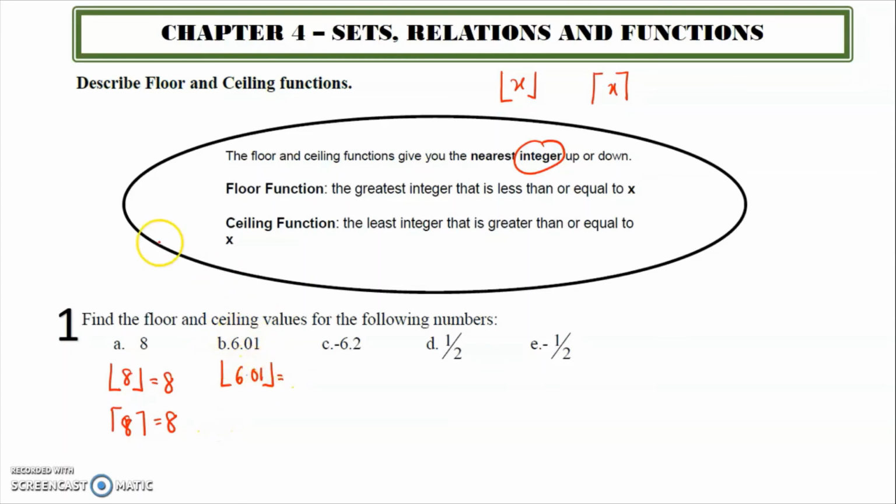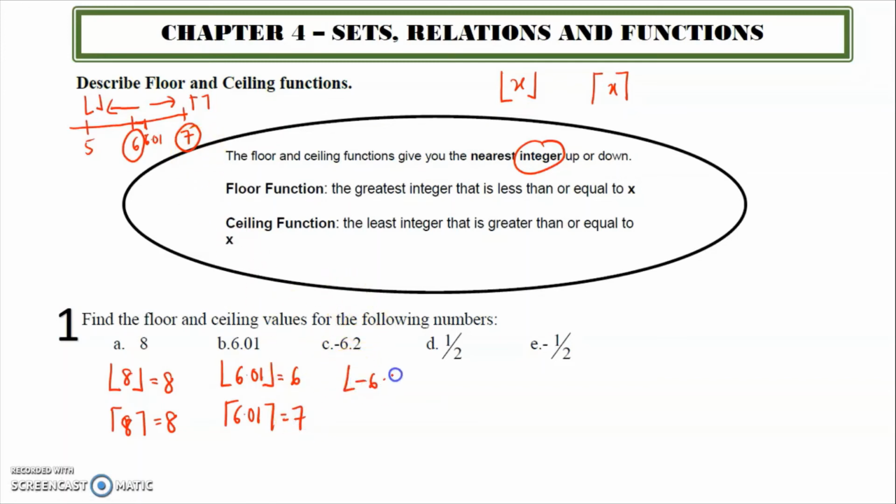Okay, 6.01. So, kalau kita tak nampak, so kita buatlah macam ni. 5, 6, 7. So, 6.01 dekat sini. So, ke kiri adalah nombor yang lebih kecil. Ke kanan adalah nombor yang lebih besar. Maksudnya apa? Ke kanan dia punya ceiling. Ke kiri dia punya floor. So, integer yang terdekat adalah 6 dan 7. So, floor untuk 6.01 adalah 6. Ceiling untuk 6.01 adalah 7.